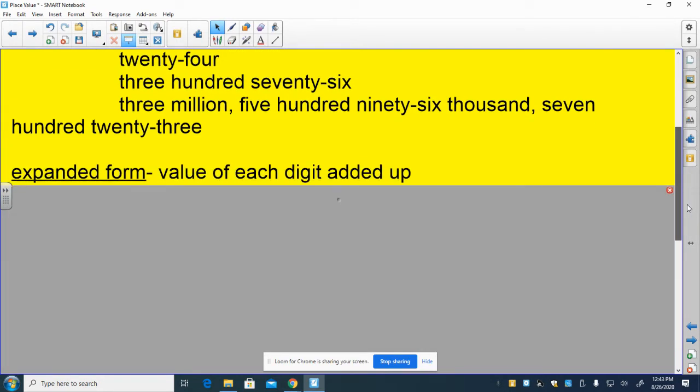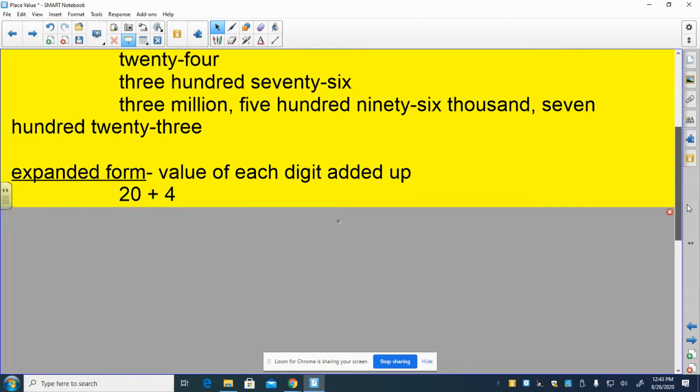And the last form I'm going to share with you is expanded form. And expanded form is the value of each digit added up. Again, that's something else that sounds a little bit strange. I'm going to show you what that looks like. We have the number 24, which is a 2 on 10 Street, which would be worth 20. So there's the value, plus 4. So a 4 on 1 Street is worth 4. And 20 plus 4 would equal 24.